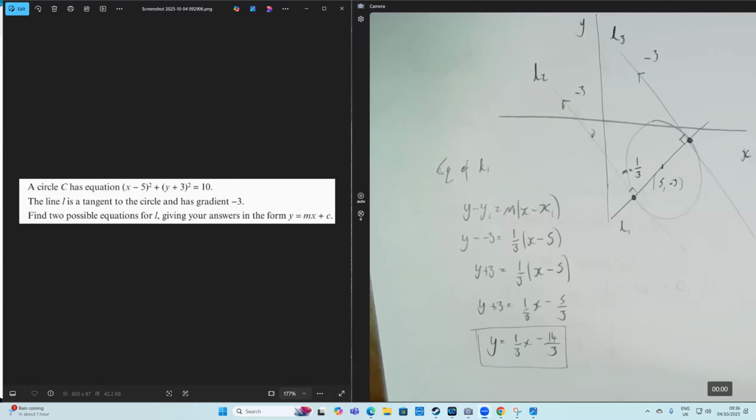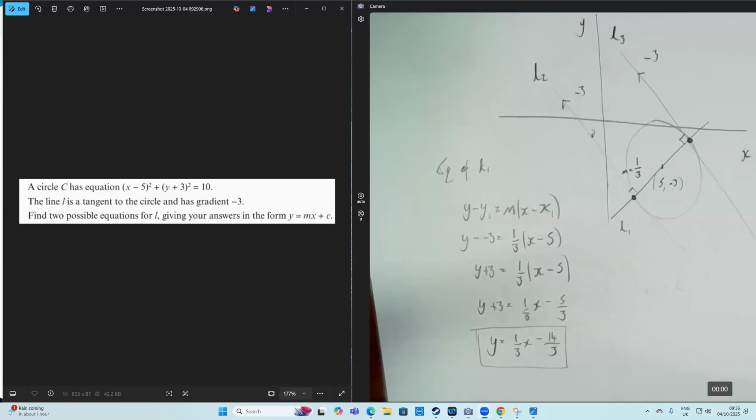It says a circle C has the equation (x − 5)² + (y + 3)² = 10. The line L is a tangent to the circle and has a gradient of −3. Find the 2 possible equations for L, giving your answer in the form y = mx + c.